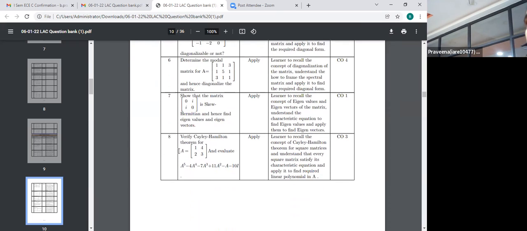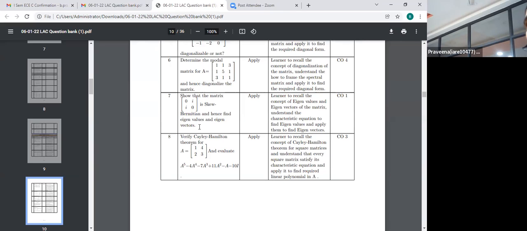And next, the sixth one is also the same as diagonalization of a matrix. Here particularly they are asking for the modal matrix. Modal matrix means eigenvalues and eigenvectors. Find the eigenvalues and eigenvectors and write them as one matrix form, that is called the modal matrix. For that, find the diagonalization. That's the sixth question.